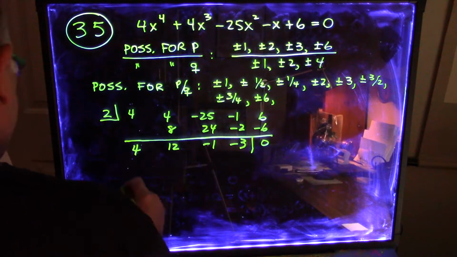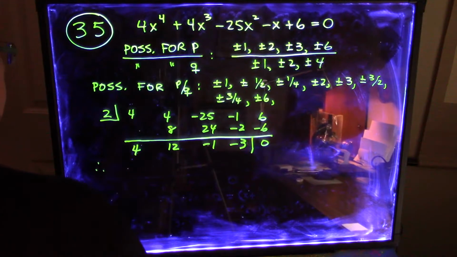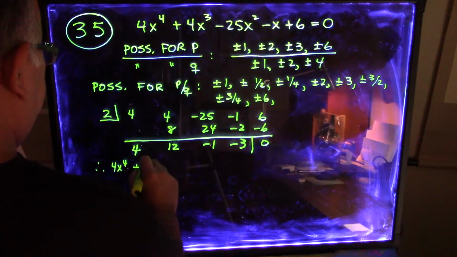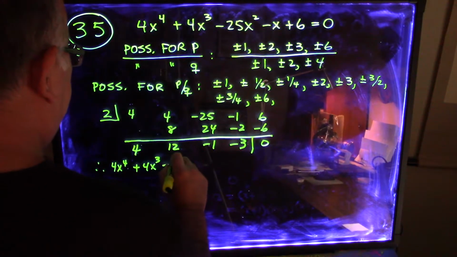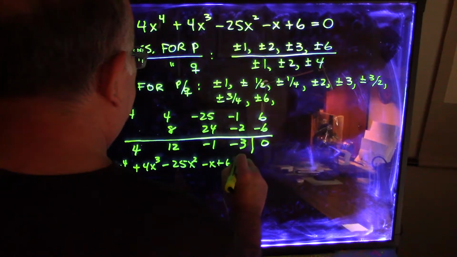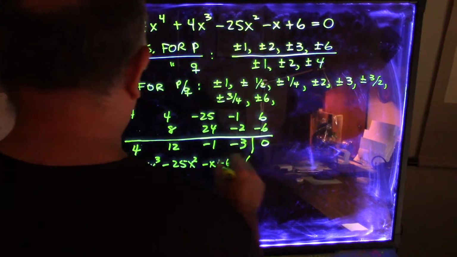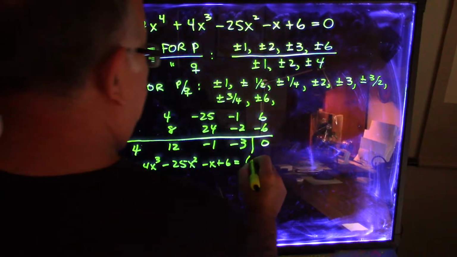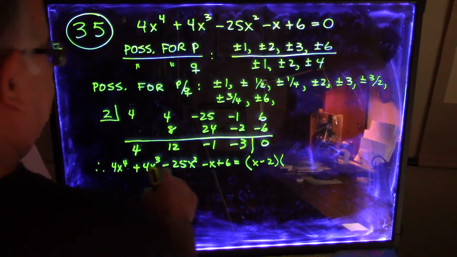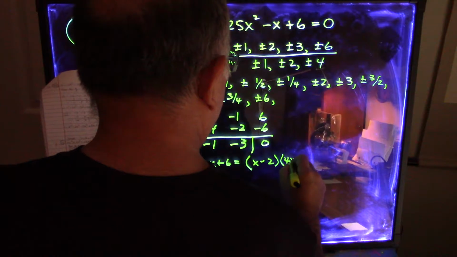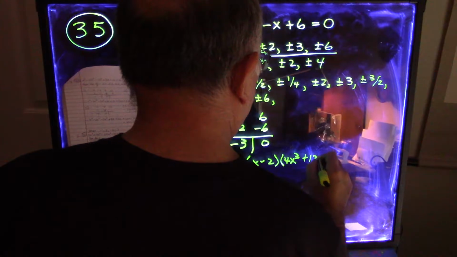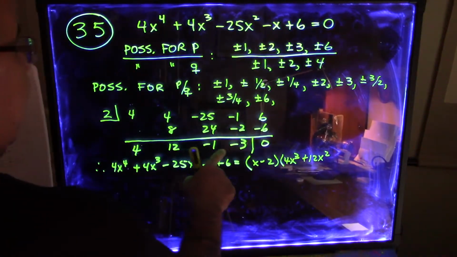Alright, so that means that this polynomial, 4x to the 4th plus 4x cubed minus 25x squared minus x plus 6, can be factored as x minus 2 and then 4x cubed plus 12x squared minus x minus 3.